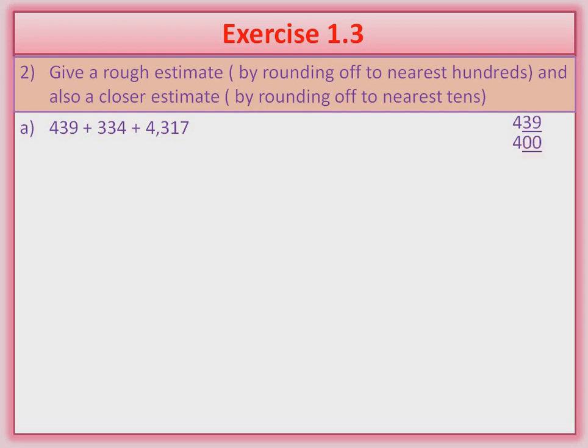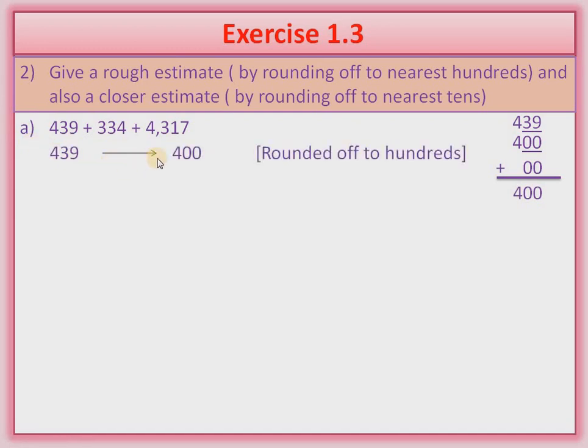Now tell me, what is the estimated value of this 39? It is equal to 0, 0. So we will add 400 plus 0, 0. So the answer is equal to 400. Look at this side: 439 rounded off to 100 is equal to 400.